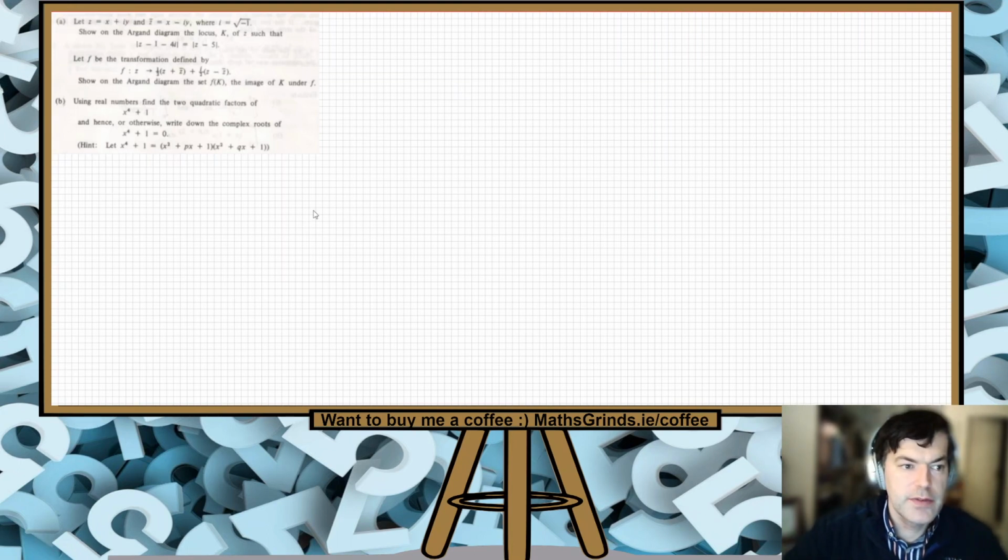Okay, let's have a look here. There was a mistake in this question when I first did it, so I'm just redoing it. Z equals that, Z conjugate equals that, shown in an Argand diagram, the locus K of Z such that.